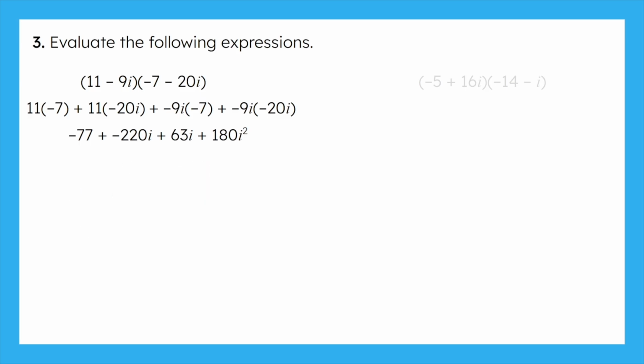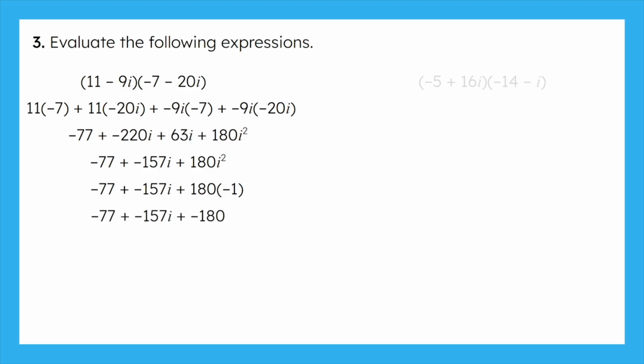Negative 220i plus 63i equals negative 157i. And now we replace that i squared with negative 1. 180 times negative 1 is negative 180. We can combine the negative 77 with negative 180, which will give us negative 257. Our final answer in standard form is negative 257 minus 157i. On to the next one.